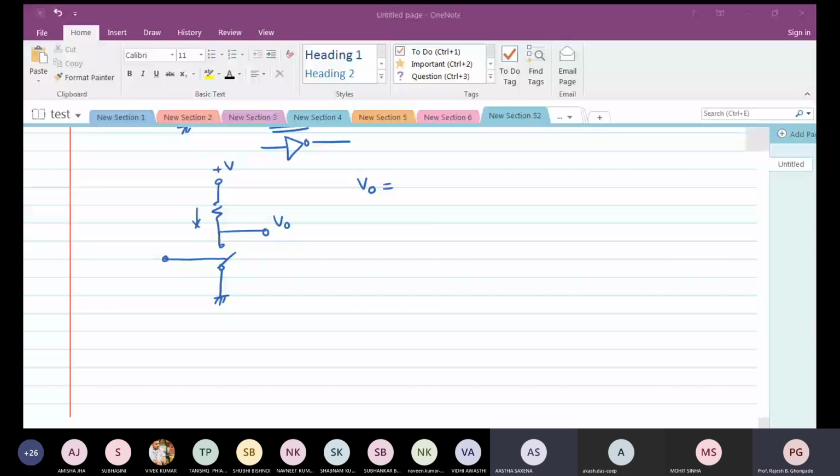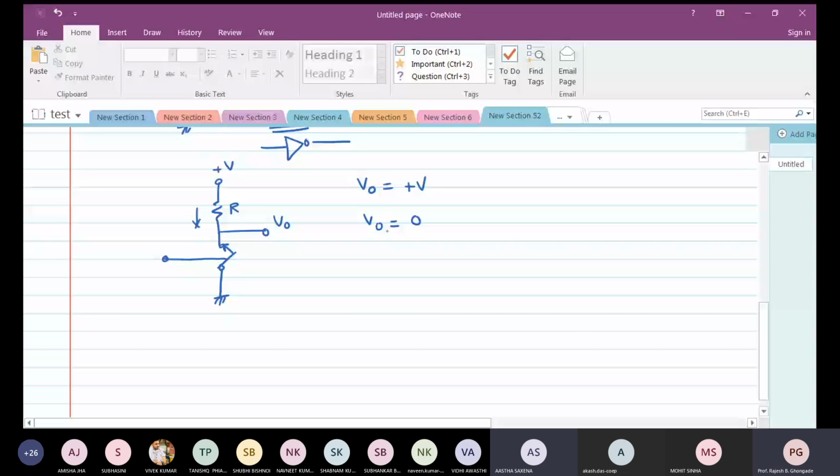There is no current flowing over here. We call this R a load in this case. Now, what is going to be the output voltage? It is going to be plus V, because the switch is open. And when I close the switch, what is going to be the output voltage? 0 volts. Correct. So we get two levels, first of all.